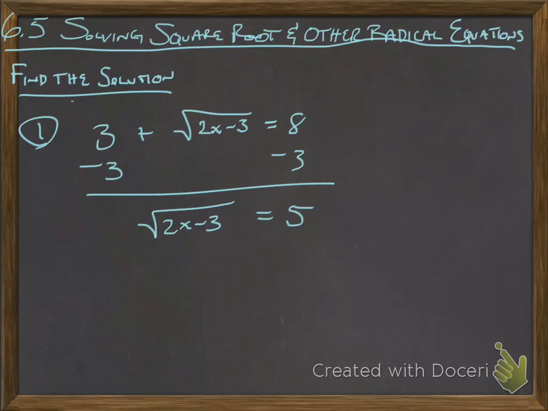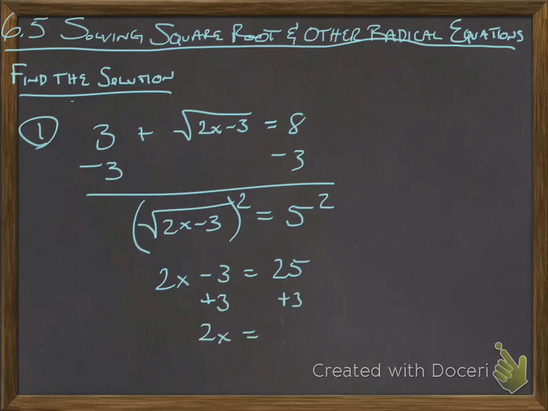Okay, so I got to get rid of the radical first before I can do anything with what's inside that radical. So to get rid of the radical, again, the inverse operation of a square root is squaring it. So I'm going to square both sides, and I'm left with 2x minus 3 is equal to 25. Now it's just solving for x. Add 3 to both sides. 2x is equal to 28. Divide by 2, and x is equal to 14.